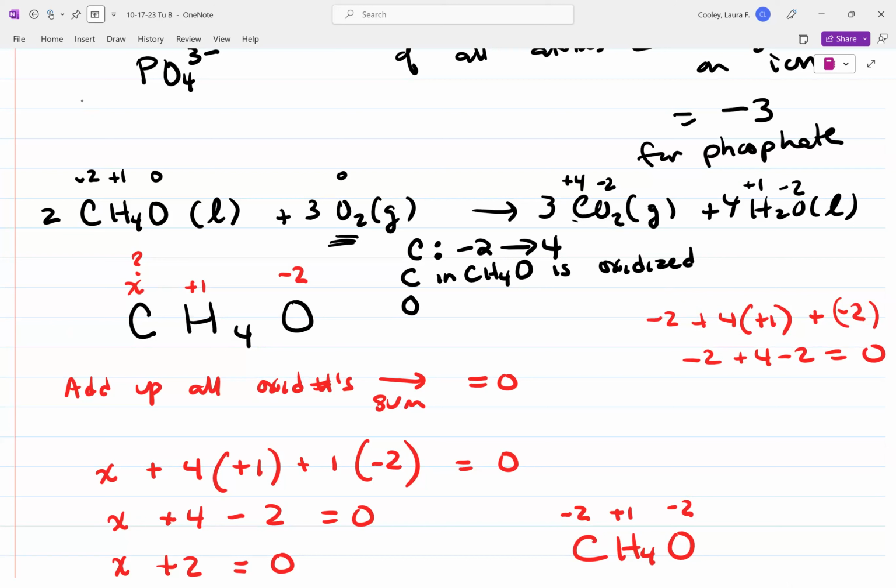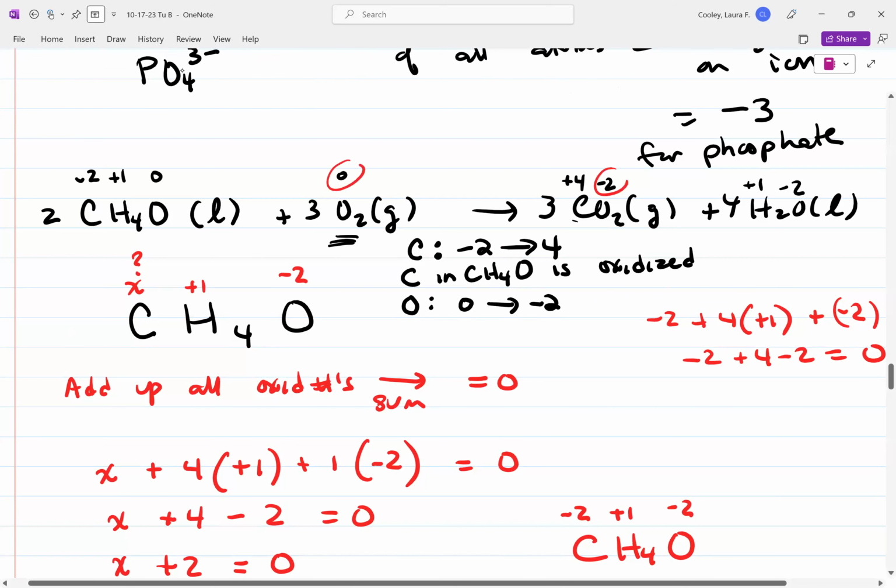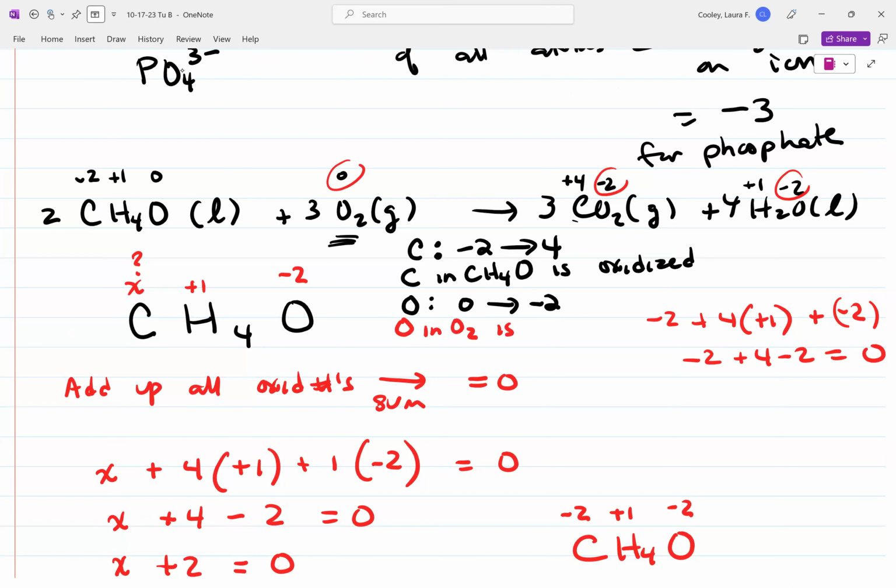O went from 0 to -2. Here's 0 here and -2 here. So that means that O in O2 is reduced. Or you could just say O2 is reduced. The hydrogens, you'll notice, are +1. It doesn't change. But the carbon changed and the oxygen changed.